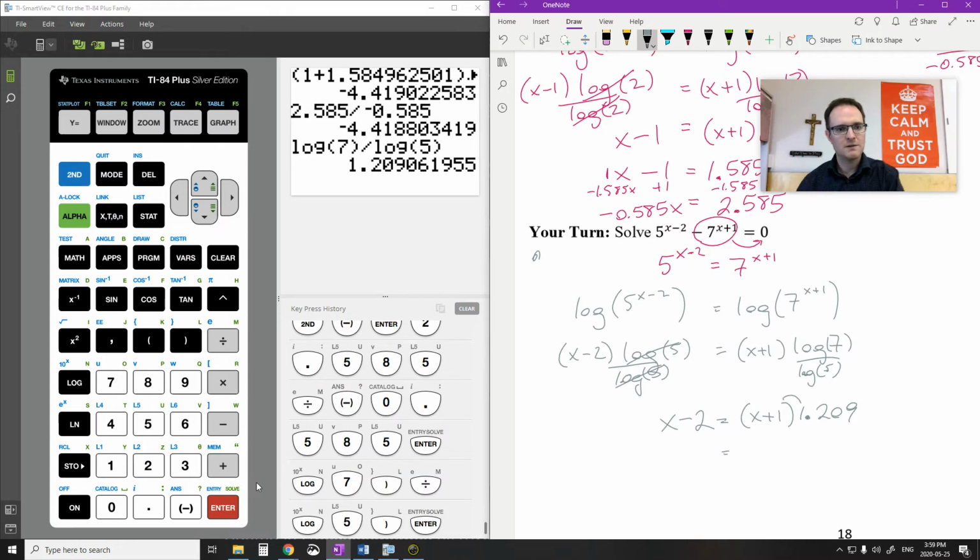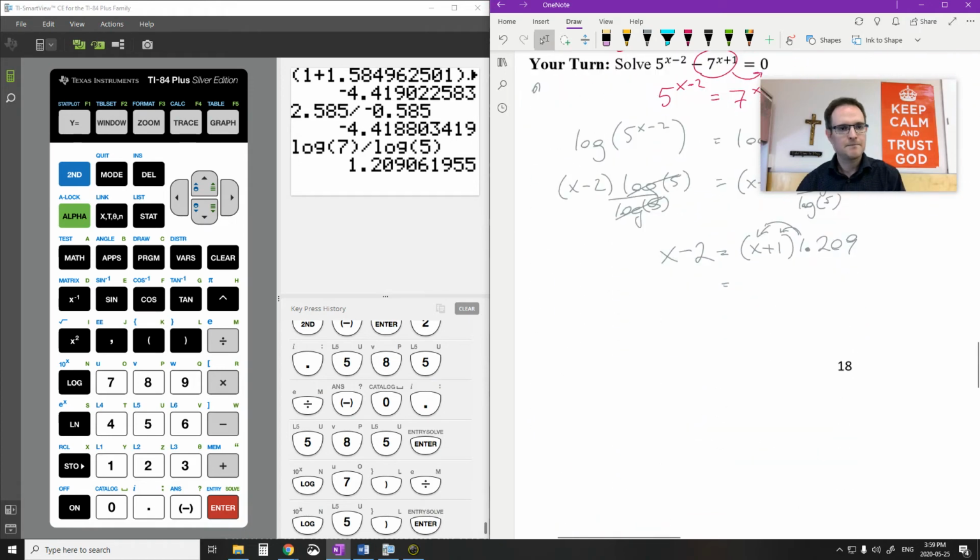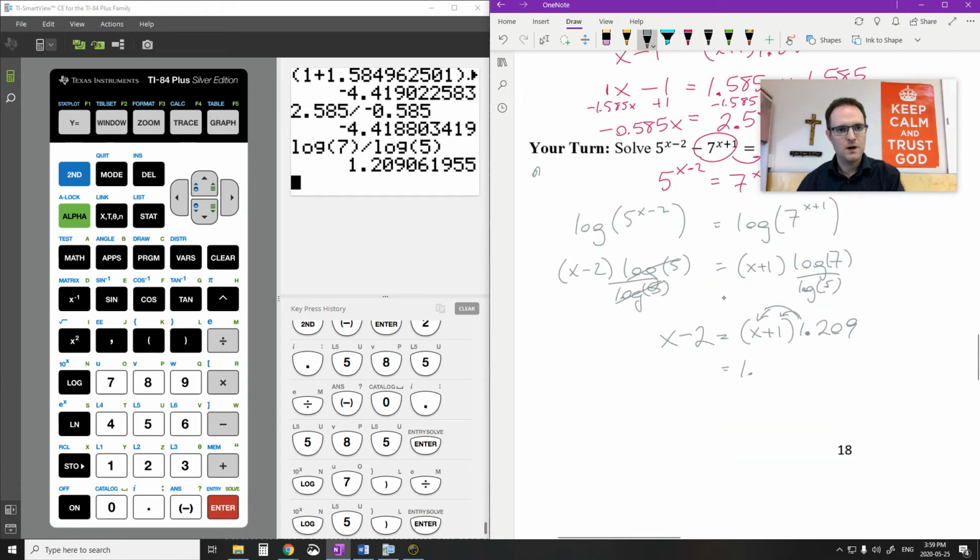I'm going to multiply this into the parentheses. I didn't do that up here. I didn't show you that I did that. So I multiplied this into the parentheses. Right. So I get 1.209x plus 1.209 with no x on that one. Okay, then we're going to start moving things around.